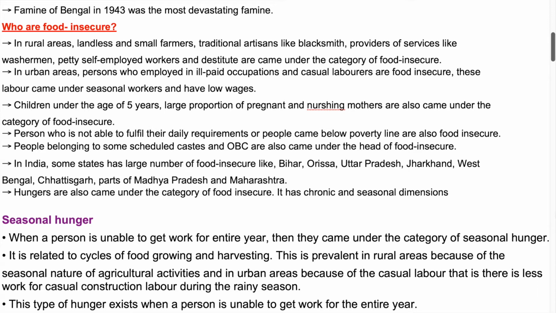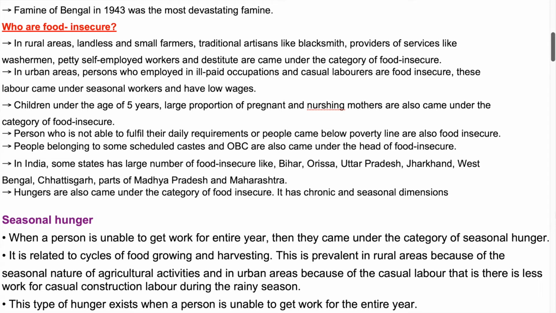Children under the age of 5 years, and a large proportion of pregnant and nursing mothers also come under the category of food insecure. People who are not able to fulfill their daily requirements, or people below the poverty line, are also food insecure. People belonging to some Scheduled Castes and OBC are also food insecure. In India, some states have a large number of food insecure, like Bihar, Orissa, Uttar Pradesh, Jharkhand, West Bengal, Chhattisgarh, parts of Madhya Pradesh and Maharashtra.